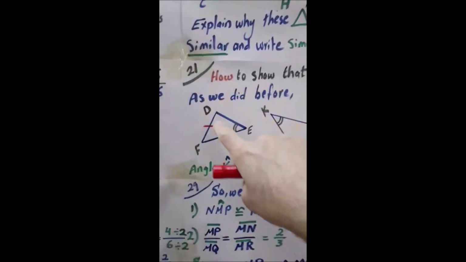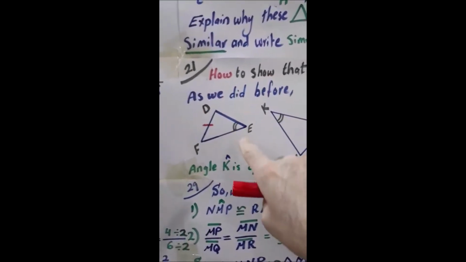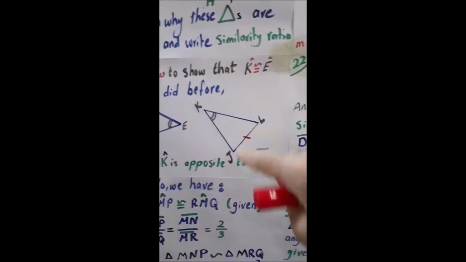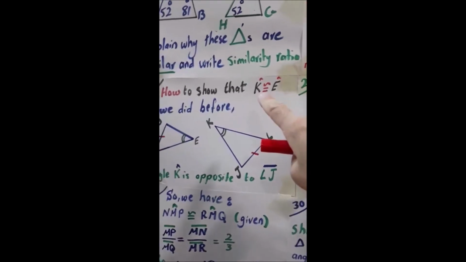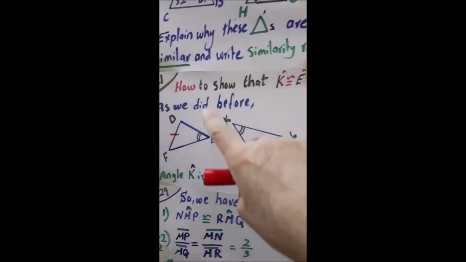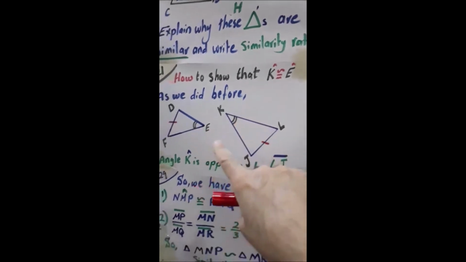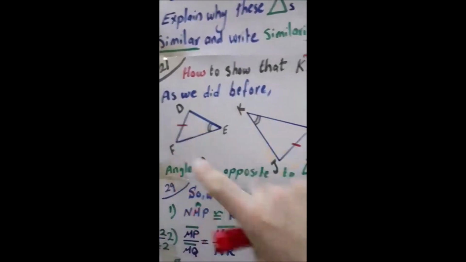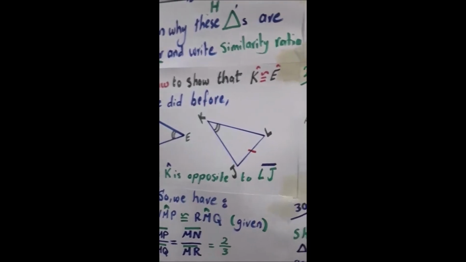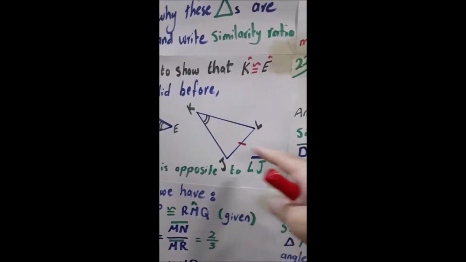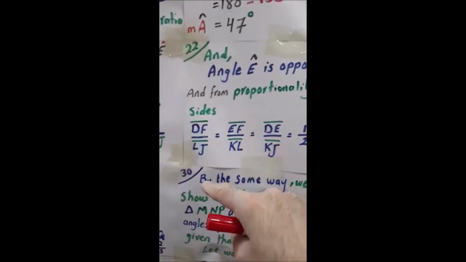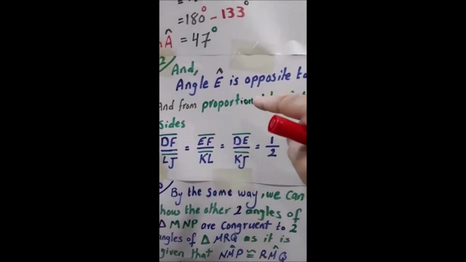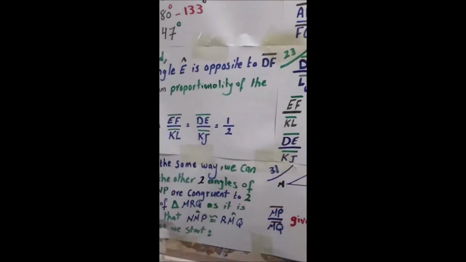I will take these two triangles again, DFE and KJL, because he wants angle K with angle E. Angle E is opposite to the side DF, and angle K is opposite to the side LJ or JL, as you wish. So again, I will write the proportionality of the corresponding sides: DF over LJ, EF over KL, equal DE over KJ, equal to 1 over 2.